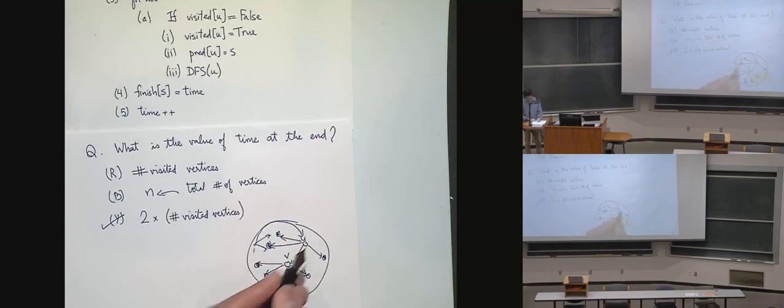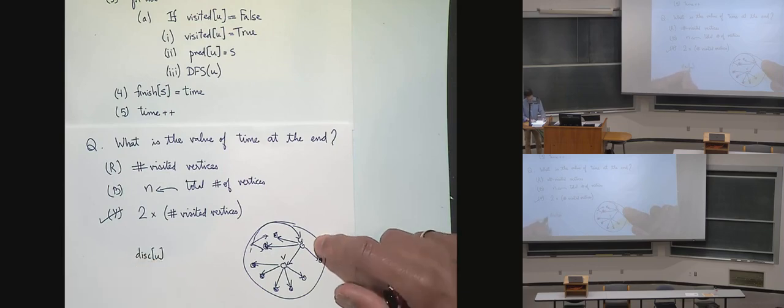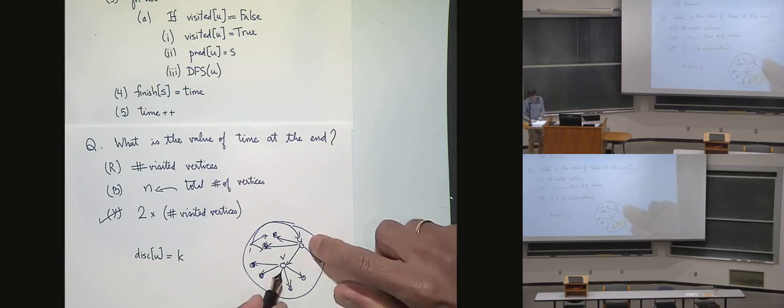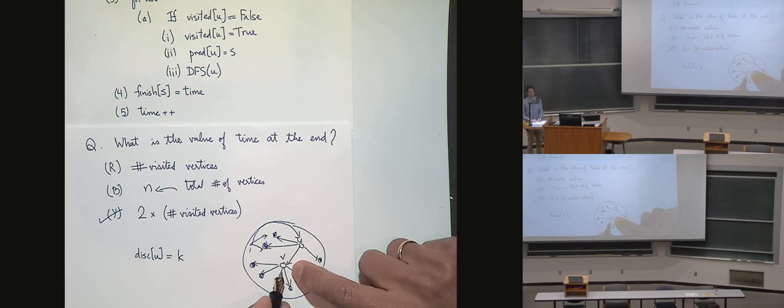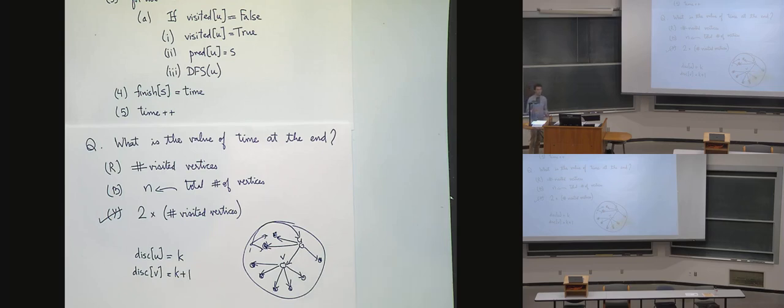Now what's going to happen is that, let's say the discovery of u, so u got discovered, and let's say that discovery time got set to be k. So the time is now going to become k plus 1, and then it's going to visit v. So the discovery of v is going to become k plus 1. Then time becomes k plus 2. Now v is going to look, and there's no recursive call to be made. So it's going to set the finish time to be k plus 2.